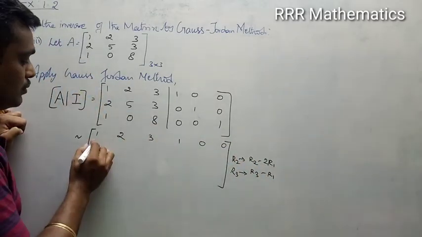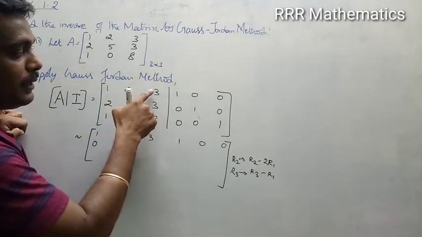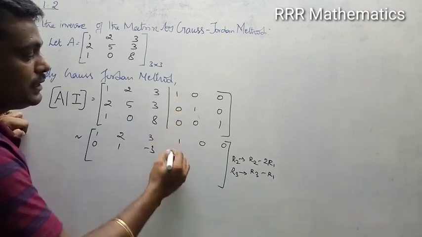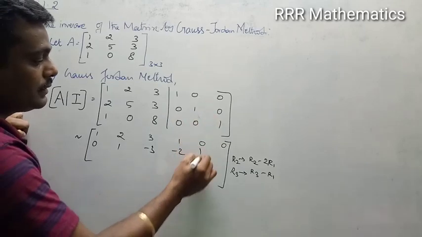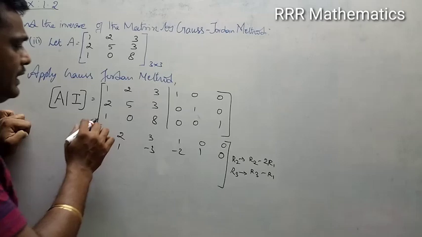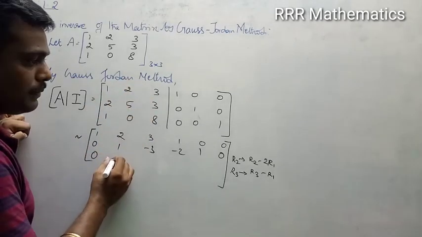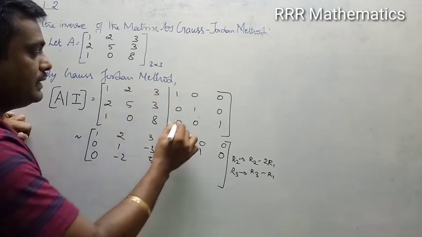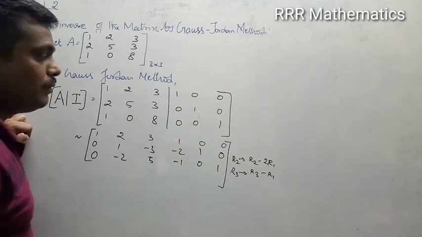See, multiply by minus 2 and subtract. 2 minus 2, 0. Minus 4 plus 5, 1. When you multiply by minus 2, minus 6 plus 3, minus 3. Minus 2 plus 0, minus 2. And this is 0 and this is 1, and this is 0, 0. Next, directly you will subtract: 1 minus 1, 0. 0 minus 0, 0. 2 minus 2, 0. 8 minus 3, 5. 0 minus 1, minus 1. 0 minus 0, 0. 1 minus 0, 1.